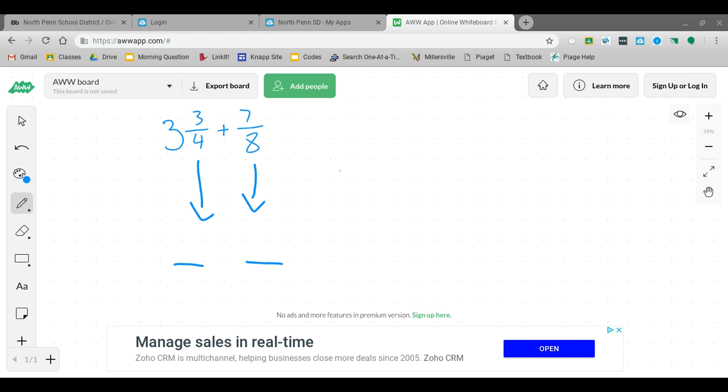All right, so I'm going to think fourths and eighths. Well, what can I get them both to be? Well, I think I can get them both to be eighths because eighths are already eighths, and fourths I can do some multiplication. So let's figure out what.